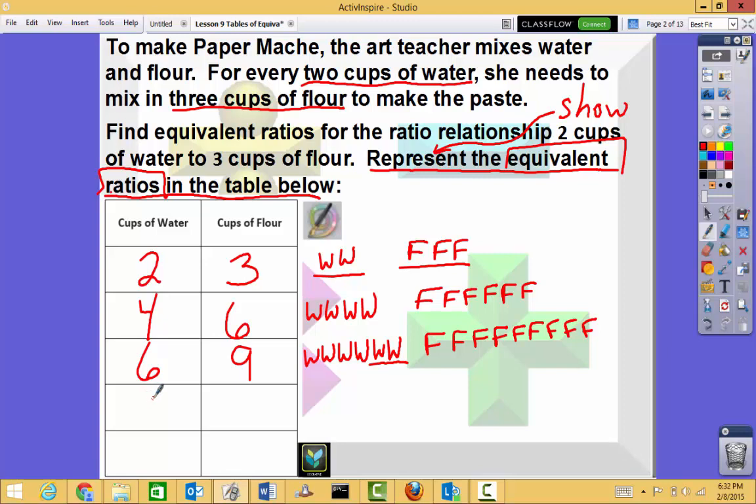So let's add another 2 cups water to 8. Whenever I add 2, I have to add 3 cups flour. So that's 12. Whenever I add 2, I add how many cups of flour? On Socrative, I want you to log in and tell me what goes in that box there. Pause the video and unpause it after you've submitted your answer.